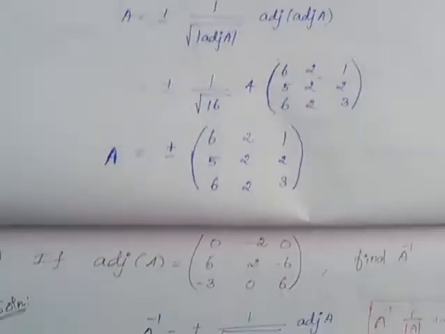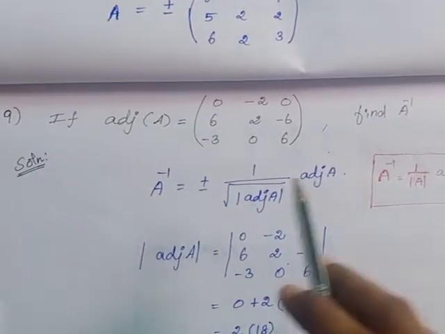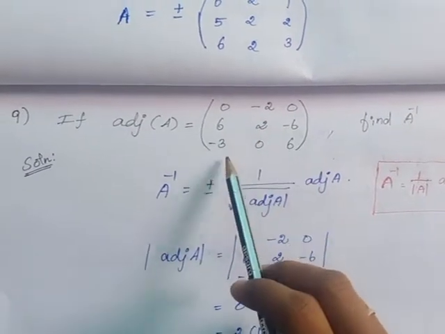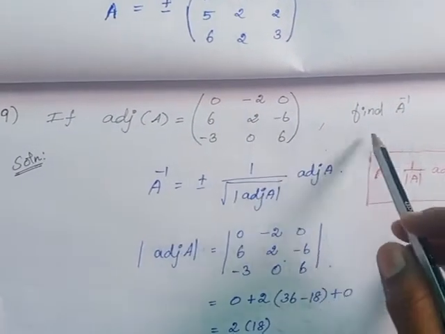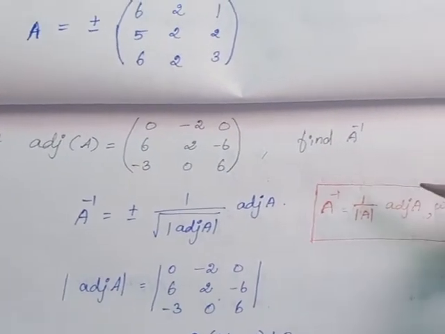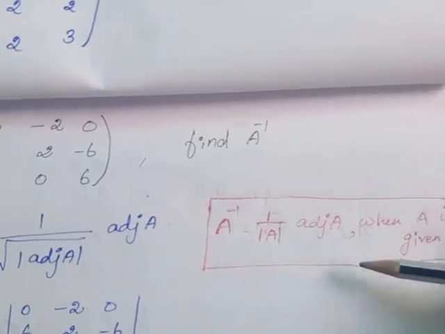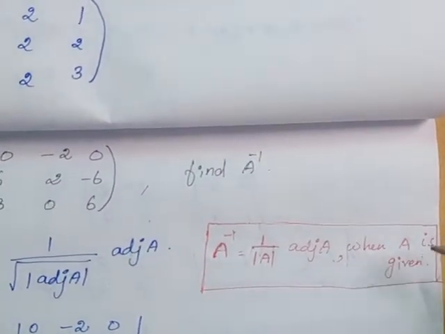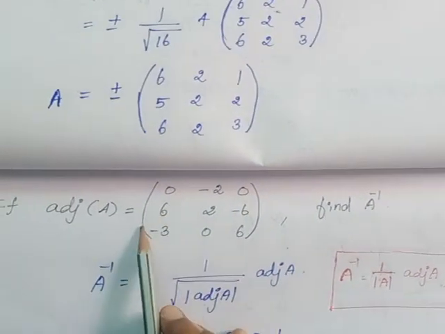Next, the 9th problem is, if adjoint A equal to [0, -2, 0; 6, 2, -6; -3, 0, 6], then find A inverse. We already know the formula for A inverse is 1 by determinant of A into adjoint A when A is given. So we use this formula when A is given. Now the adjoint A matrix is given.